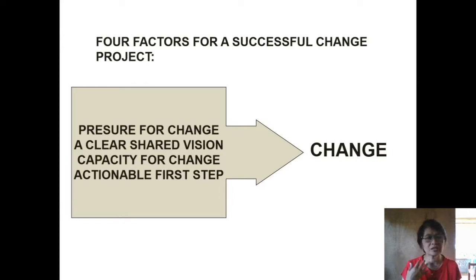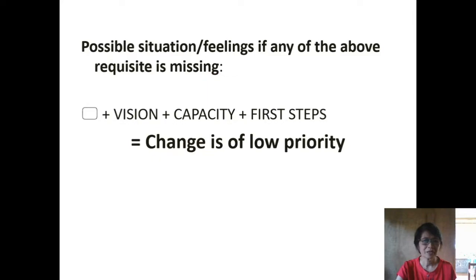So I repeat, these are the four factors that we need to consider for a change to be successful, for a planned project or program to be successful. I repeat, first is there should be a pressure for change, a clear shared vision, capacity for change, and actionable first step. Okay. Supposing one of the factors is missing, what will happen?